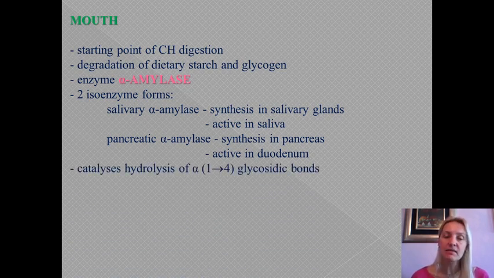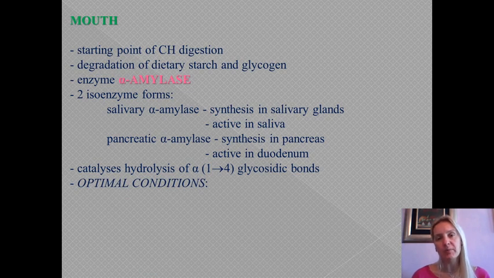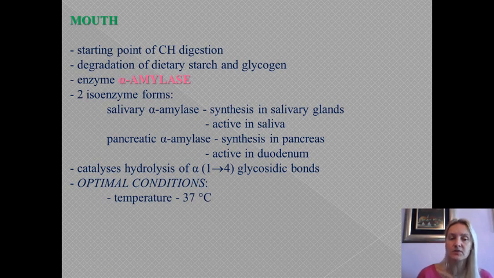This enzyme catalyzes the hydrolysis of alpha-1,4 glycosidic bonds in starch and in glycogen. And like you know from the general biochemistry course, each enzyme requires certain optimal conditions to be met in order to have an optimum activity. So those optimal conditions for alpha amylase are temperature. Of course, the optimum temperature is body temperature, 36-37 degrees.